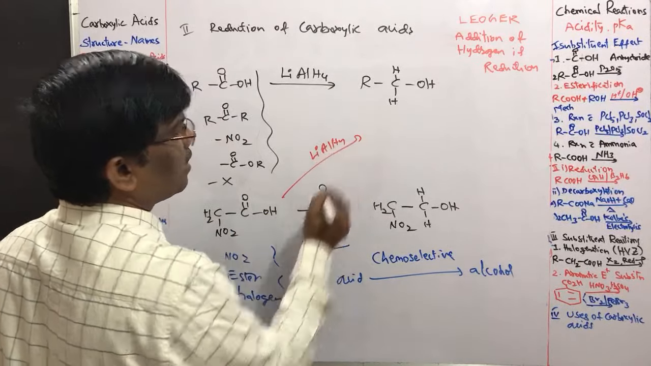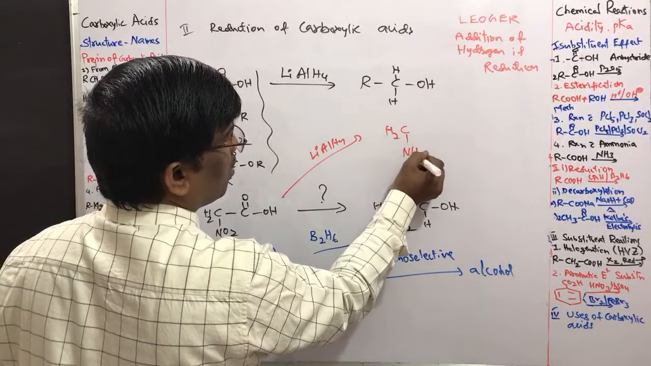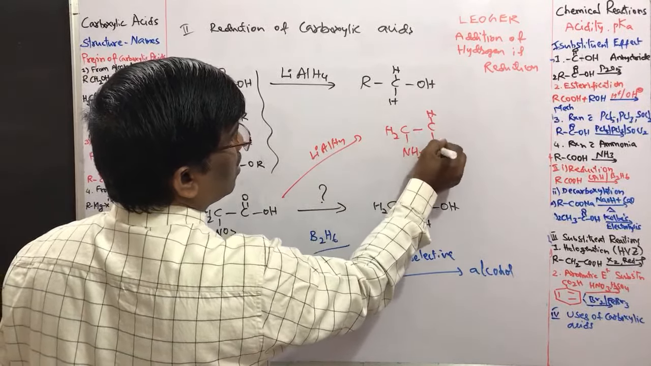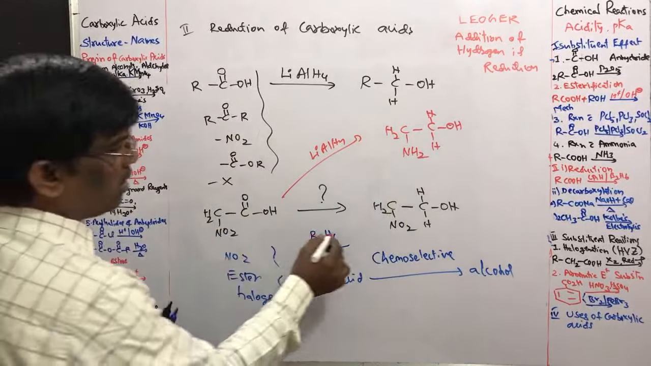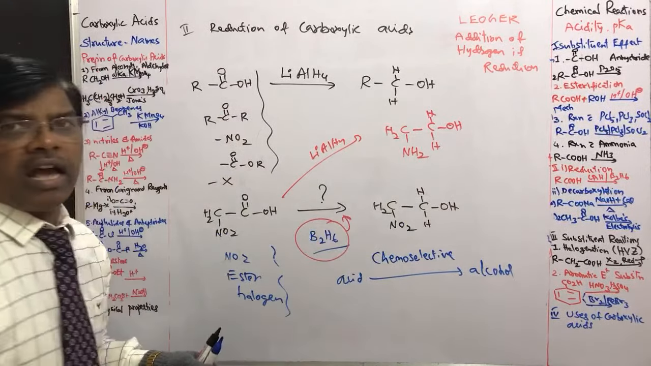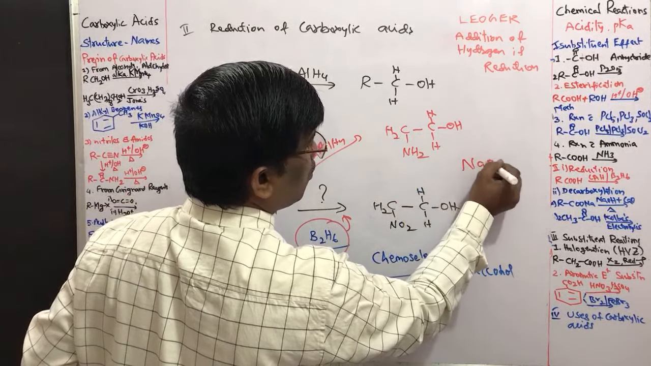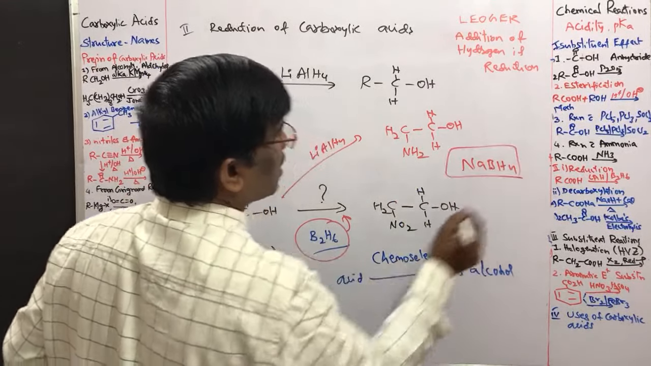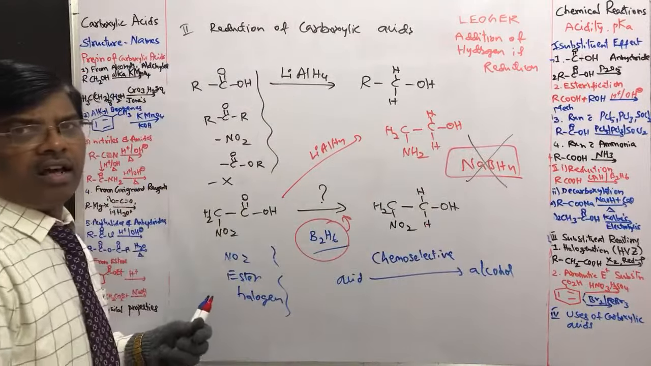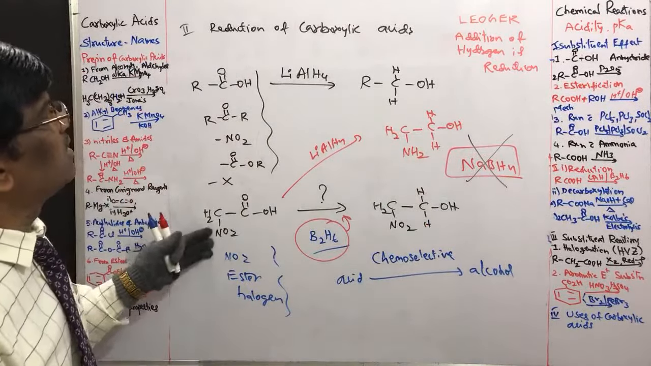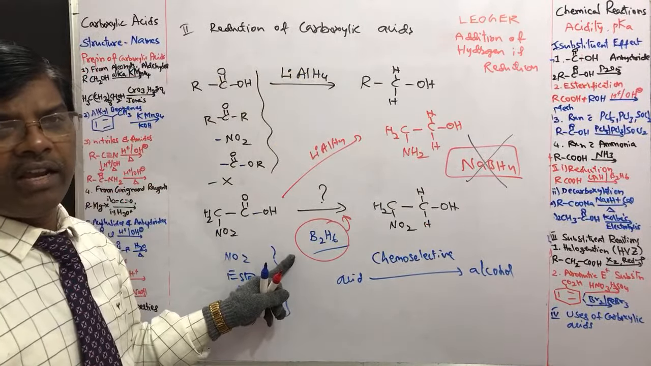what is going to happen? Any guess? So this compound is going to be amino alcohol. Right? But I am in need of this nitro. So here diborane comes. And one more, the common reagent we learned is sodium borohydride. Sodium borohydride is not going to reduce these carboxylic acids to alcohols. Yes, students. So this is how reduction of carboxylic acids is chemoselectively done by diborane.